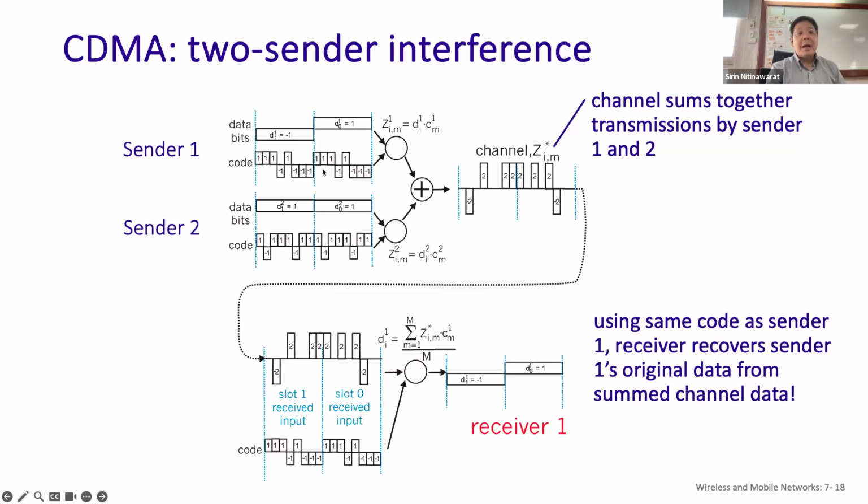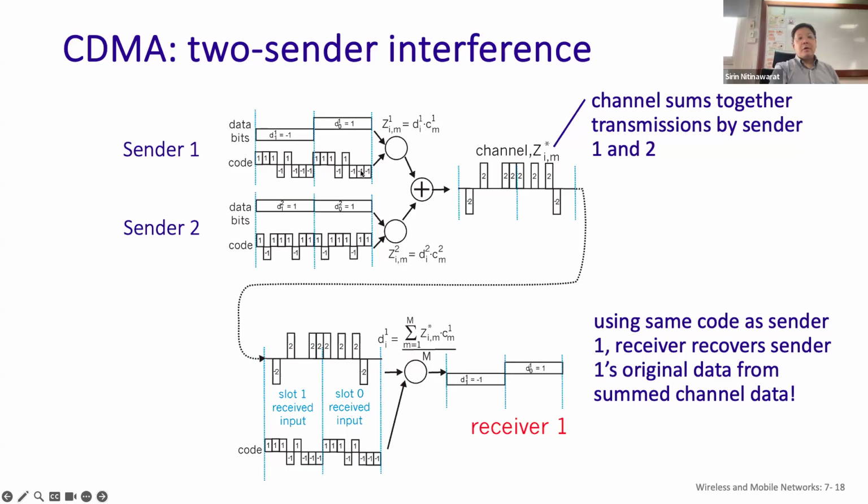Okay, I can do it one by one. 1 times 1 is 1. 1 times minus 1 is minus 1. So the first two cancel, right? 1 times 1 is 1 again. Minus 1 times 1 is minus 1. So it cancels again. So I'm done with the first 4 chips, right?